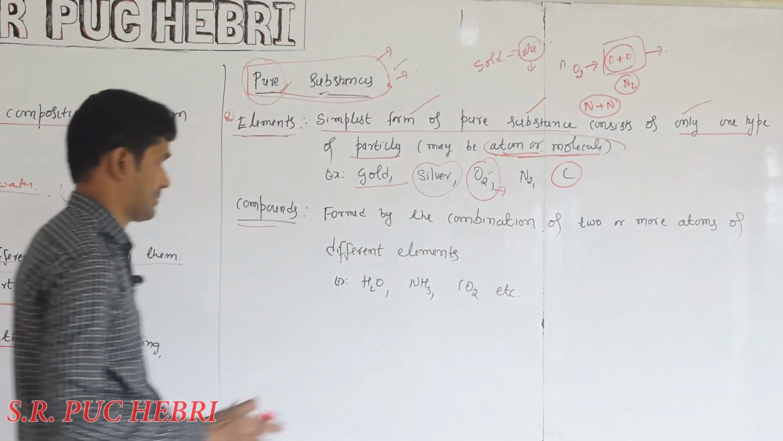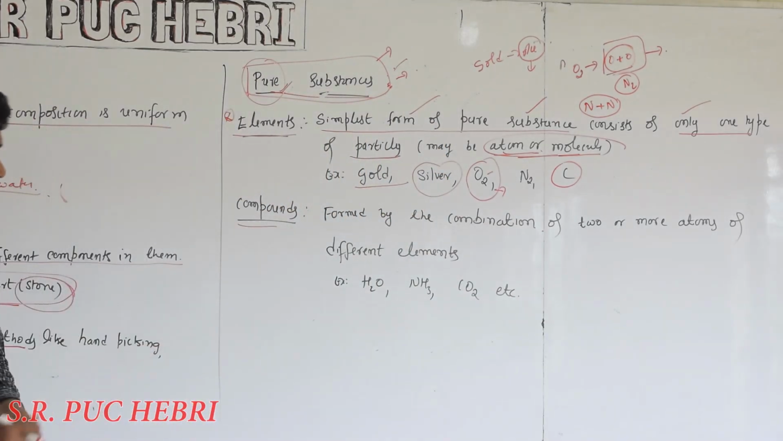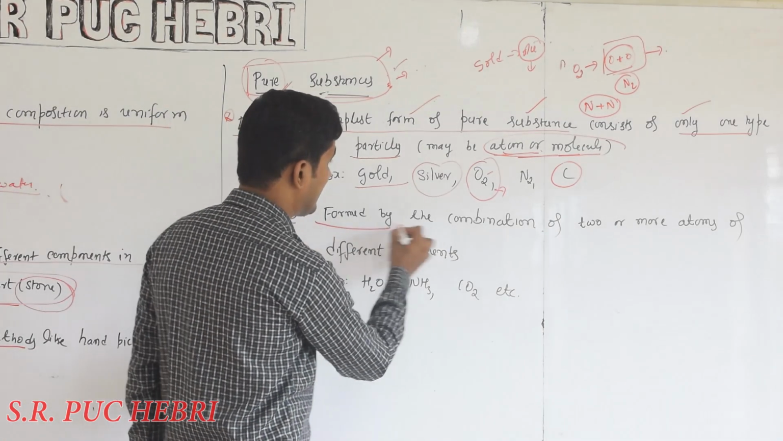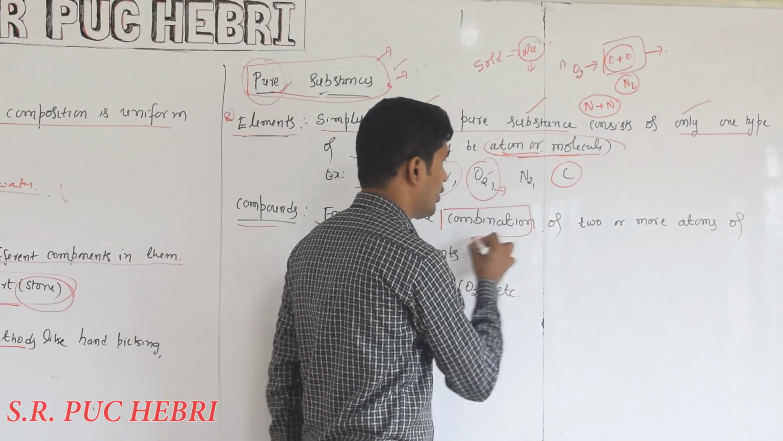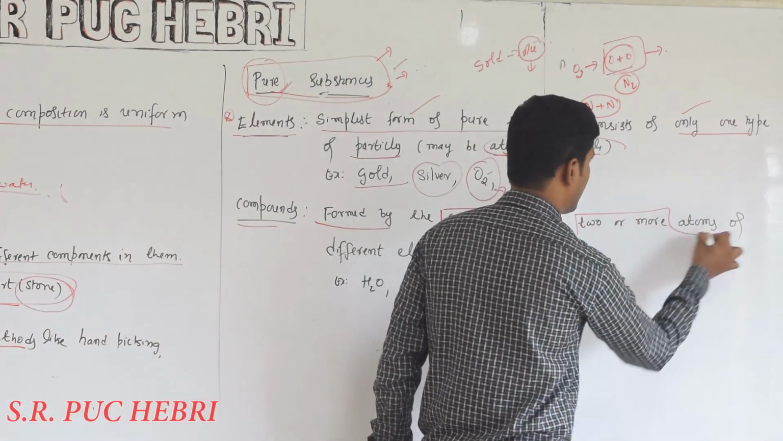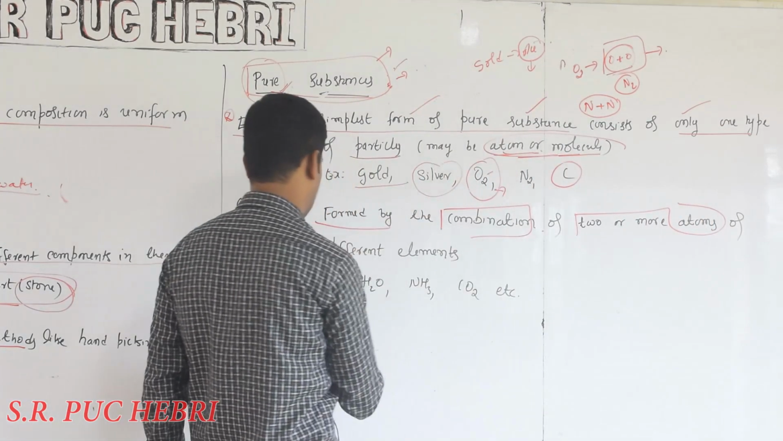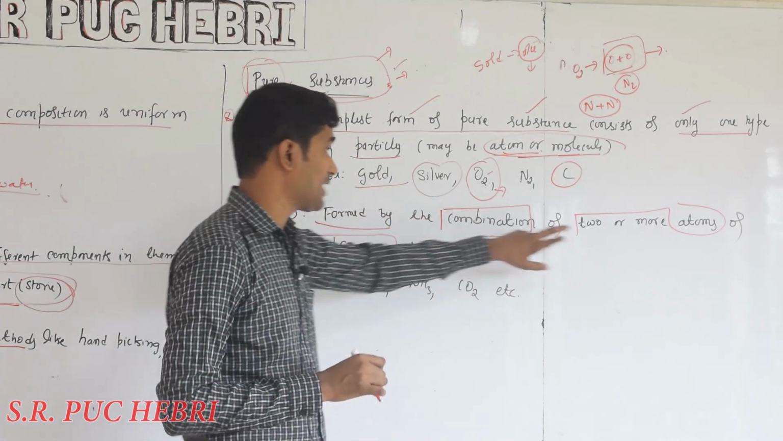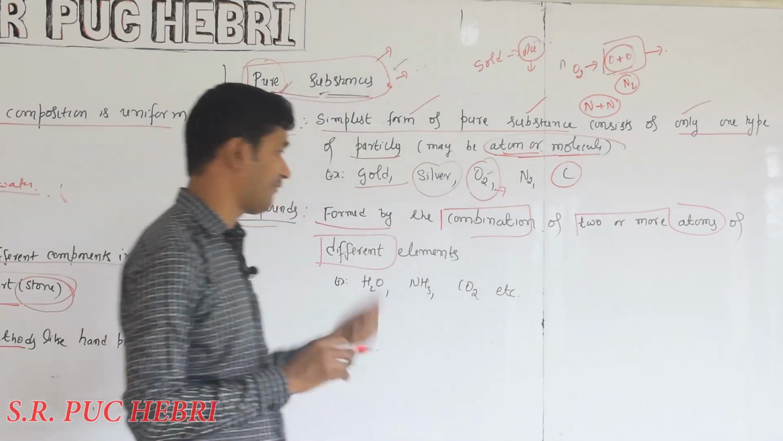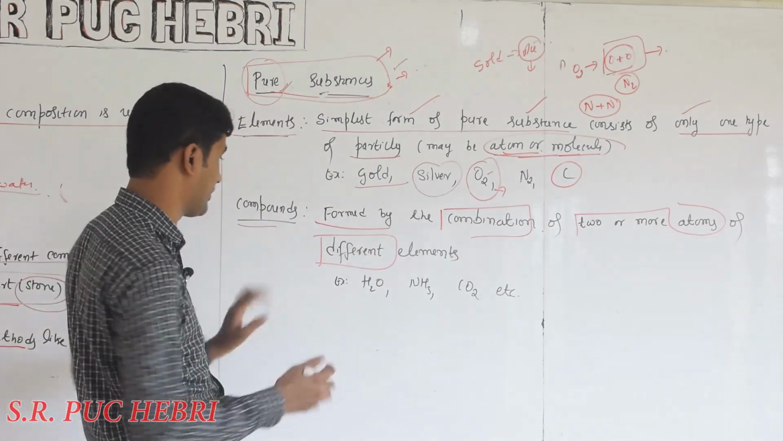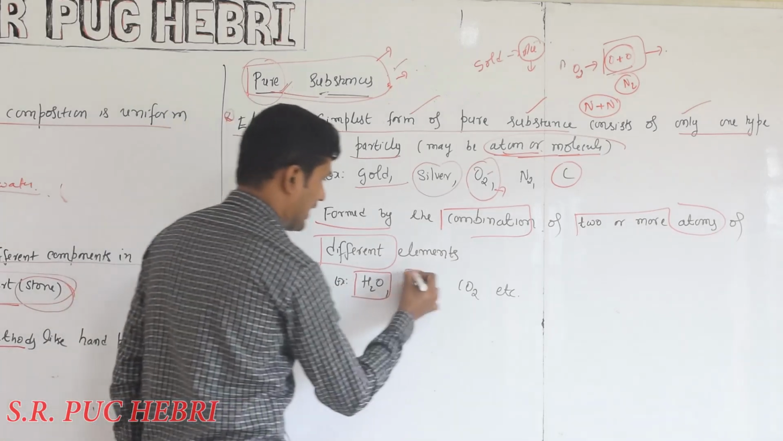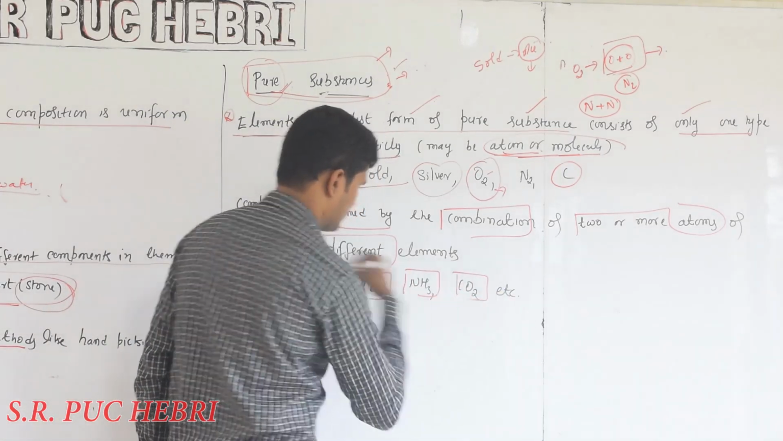Remember. Next, compounds. What are compounds? Compounds are formed by the combination of two or more atoms of different elements. This is very important. I have given these examples: H2O, NH3, CO2, etc.